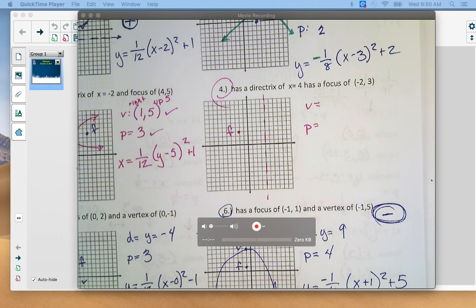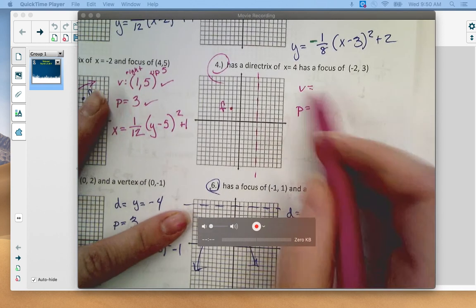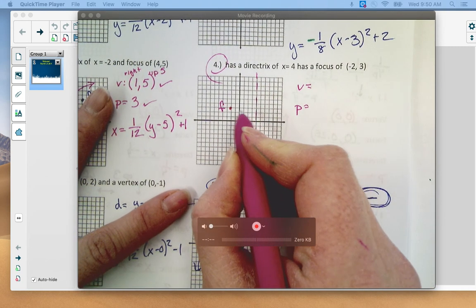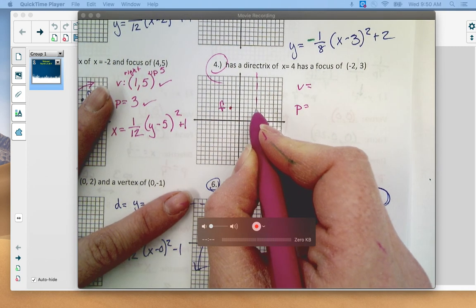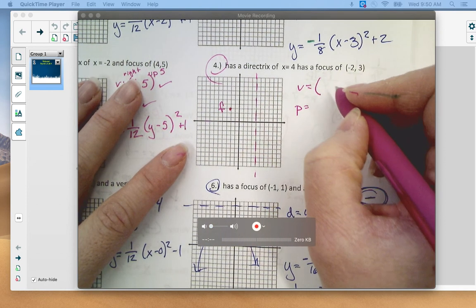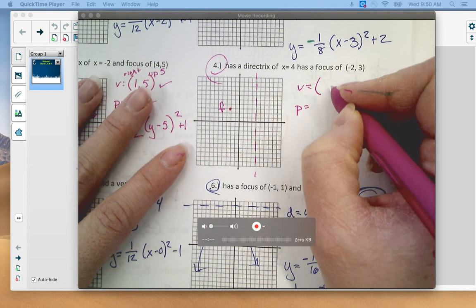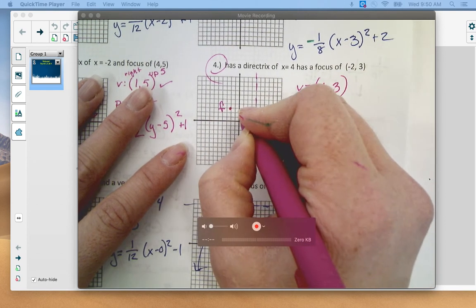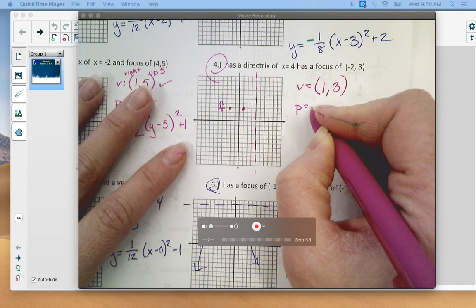Let's come back together and take a look at number 4. So I graphed the vertical line x is equal to negative 2. If I have my focal point and my directrix, I'm looking for the vertex. Vertex would be halfway between, so it would be what? Do we agree with 1, 3? What's your focal length then?